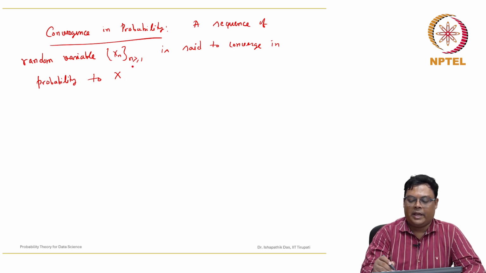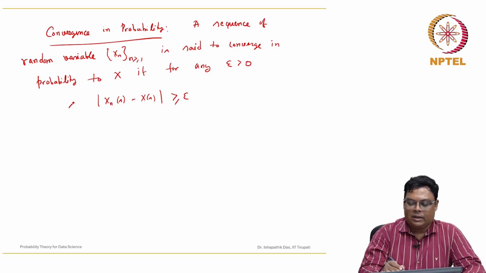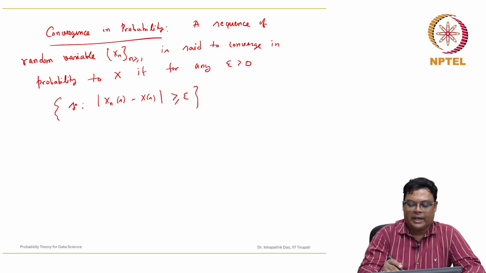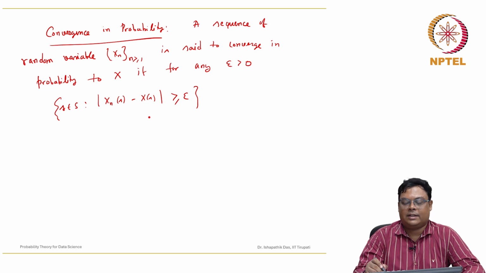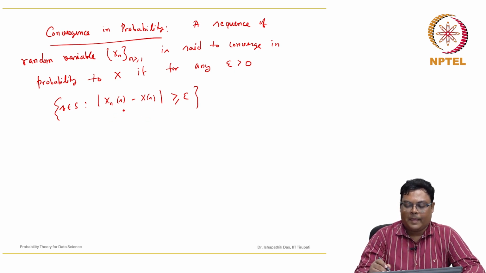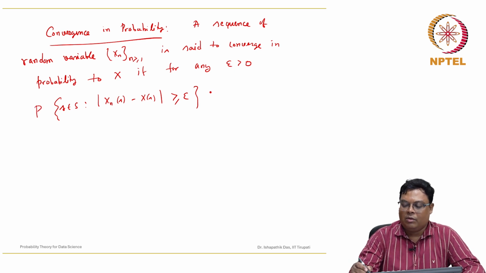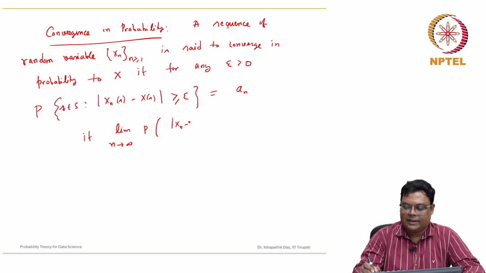In general, xn converges in probability to x if for any epsilon greater than 0, we consider the difference |xn(s) minus x(s)| greater than epsilon, or we can take greater than or equal to epsilon, for all s belongs to the sample space S such that |xn(s) minus x(s)| is greater than or equal to epsilon. This will be a subset of S, it is an event. If you take the probability, then this will be a real number. For simplified notation we will just write |xn minus x| greater than epsilon. This is the same as the previous notation.